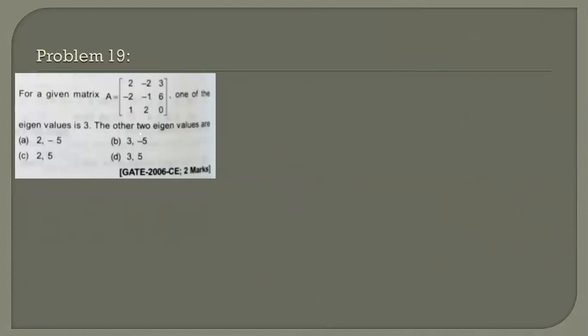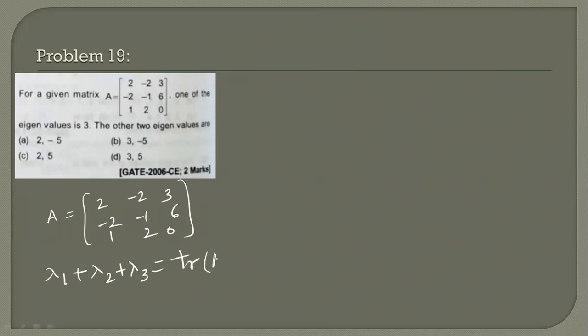The next question is, for a given matrix A, one of the eigenvalues is 3. The other two eigenvalues are, you can see the matrix A is given to you: 2, minus 2, 3, minus 2, minus 1, 6, 1, 2, 0. It is a 3 cross 3 matrix, so the maximum number of eigenvalues will be 3 here. So let the eigenvalues be lambda 1, lambda 2, lambda 3. The sum of the eigenvalues is the trace of the matrix. One of the eigenvalues is given to you. Suppose the first eigenvalue is given. Now you are interested in lambda 2 and lambda 3.